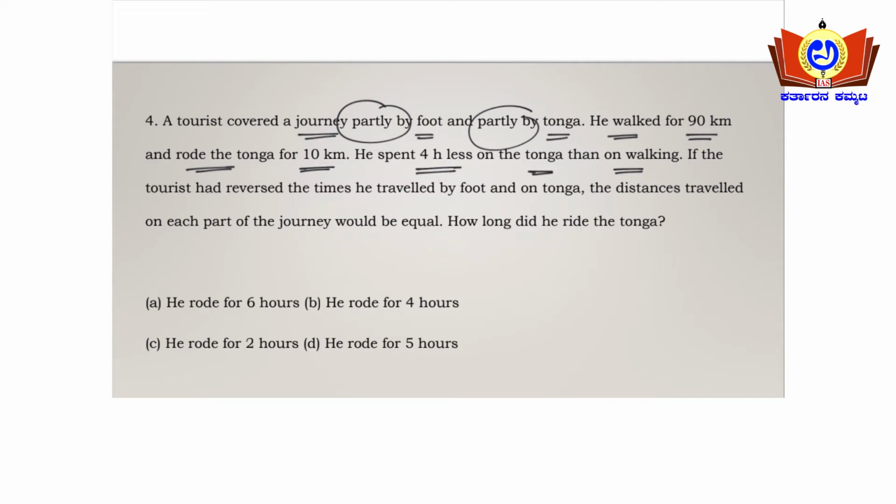If the tourist had reversed the time he traveled by foot and on tonga, the distances traveled on each part of the journey would be equal. So how long did he ride the tonga? The options are 6 hours, 4 hours, 2 hours and 5 hours. I'll be writing the data and solving it on the next page.